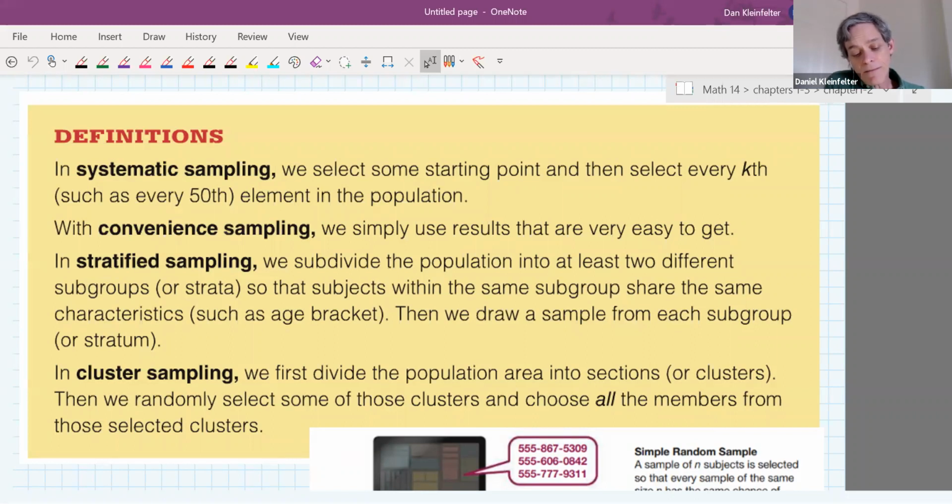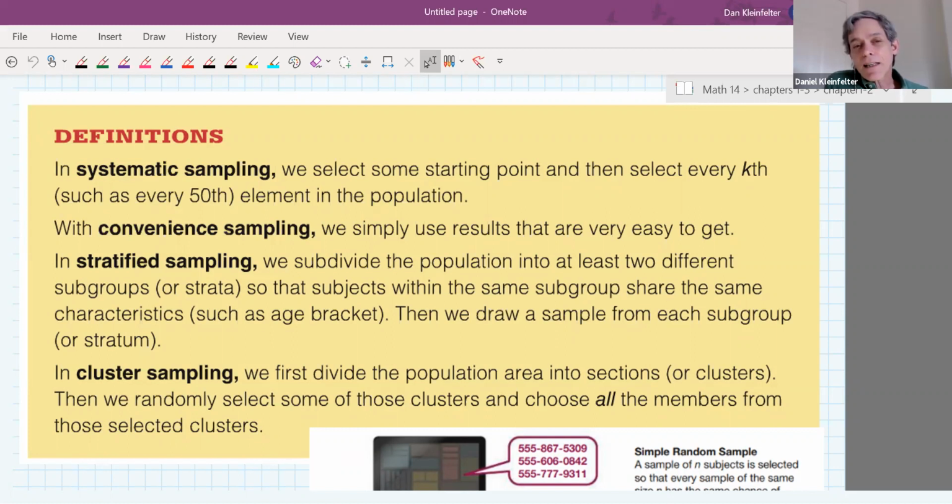In convenience sampling, we simply use results that are very easy to get. So if you're, again, outside Walmart, you want to find out what people's favorite foods are, just ask people who seem like they're friendly, okay? People who it seems like it would be easy to ask them.